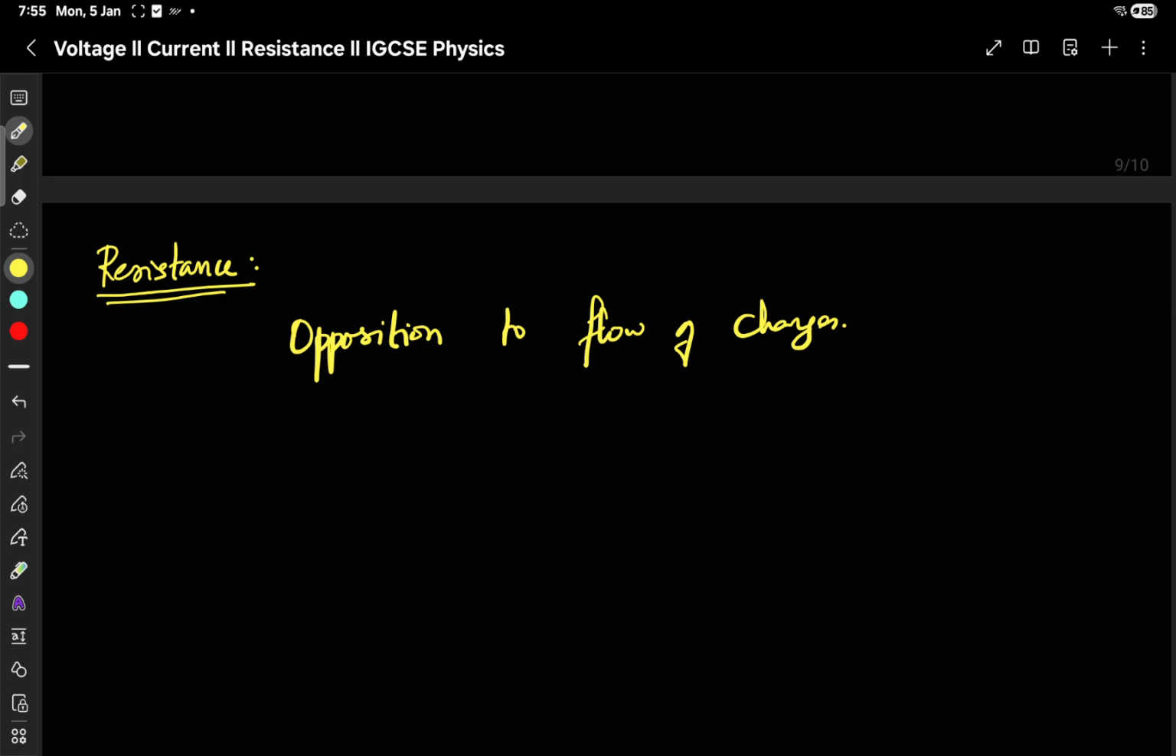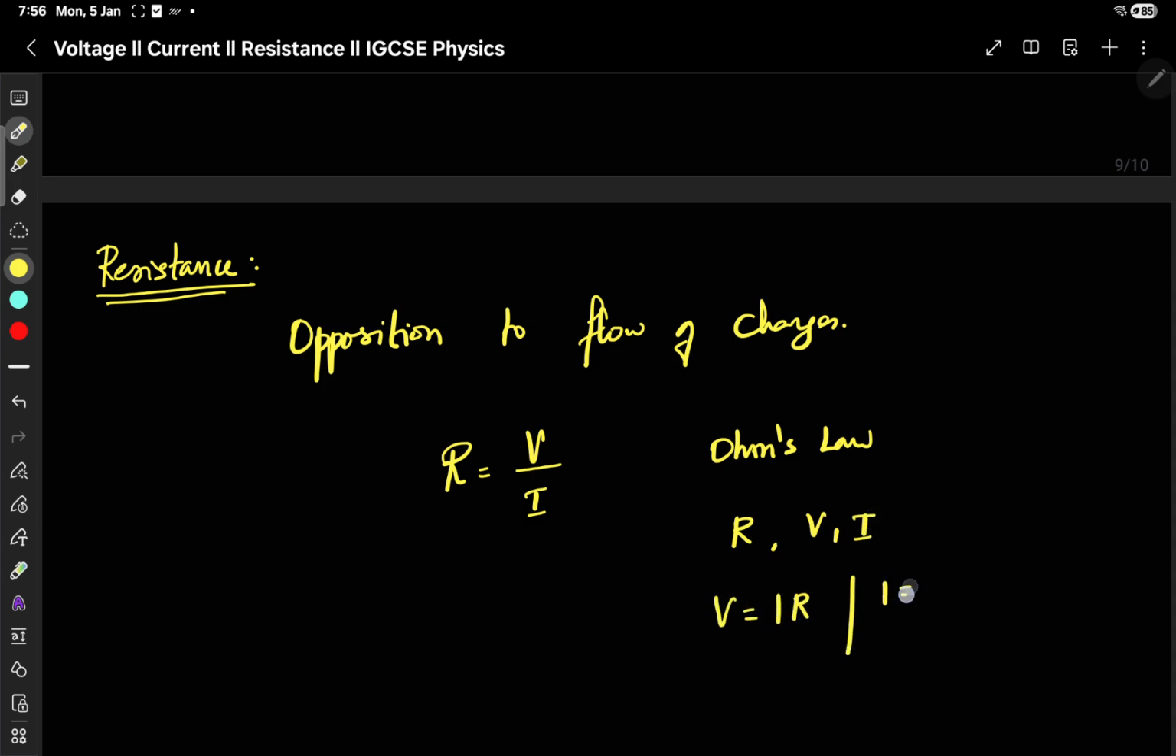This opposition comes when electrons are colliding with the atoms. When there is collision between the electrons and obstacles while the electrons are moving, then we can say that there is resistance. It is not very easy to make the flow of electrons. The formula for this one, R is equal to V over I, from Ohm's law. Ohm's law is a law which connects resistance, voltage and current. So we can say V is equal to IR, or I is equal to V by R, or R is equal to V by I.